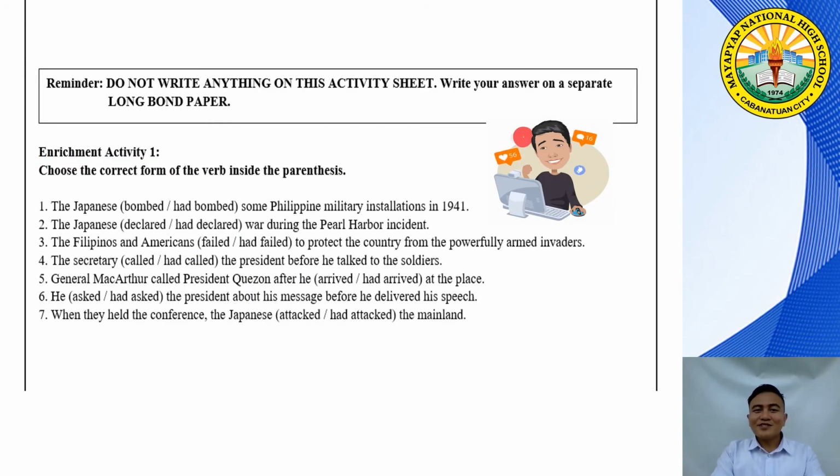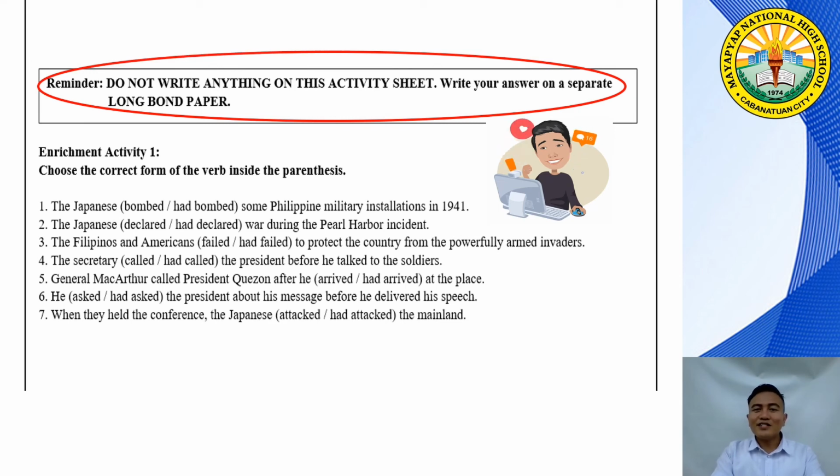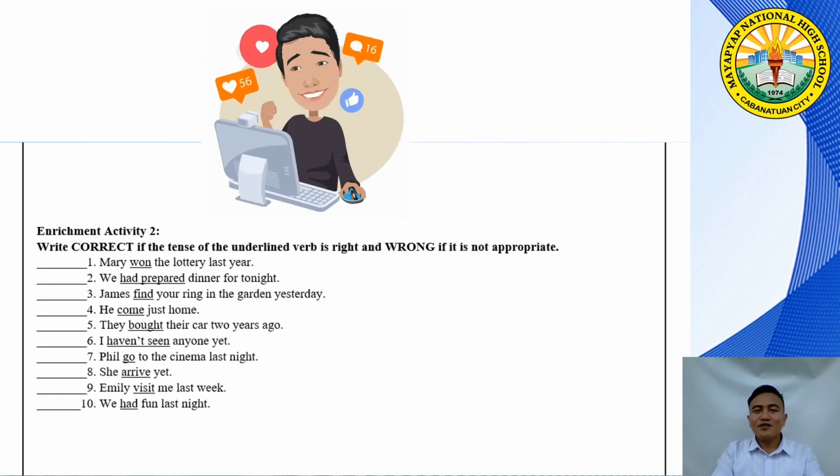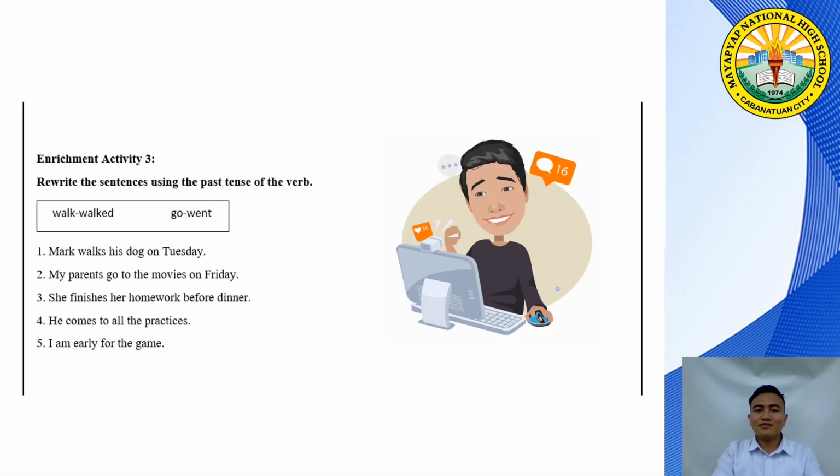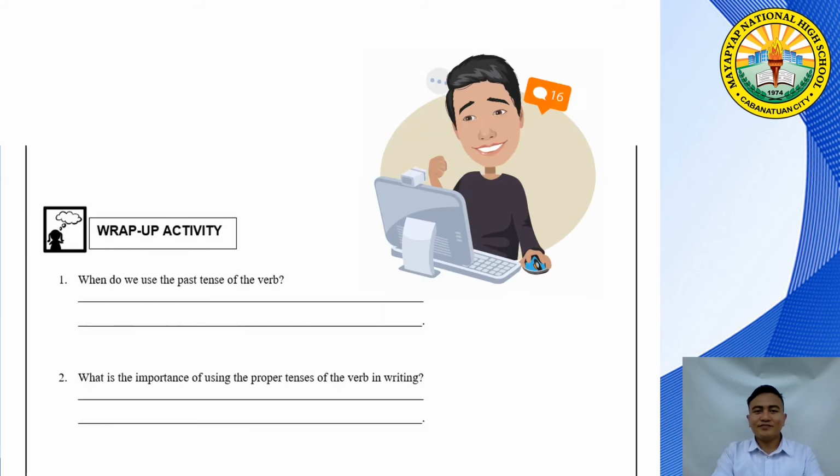At this point, turn your activity sheet to the enrichment part. As a reminder, do not write anything on this activity sheet. Write your answer on a separate long bond paper. For enrichment activity 1, choose the correct form of the verb inside the parentheses. For enrichment activity 2, write correct if the tense of the underlined verb is right and wrong if it is not appropriate. For enrichment activity 3, rewrite the sentences using the past tense of the verb.